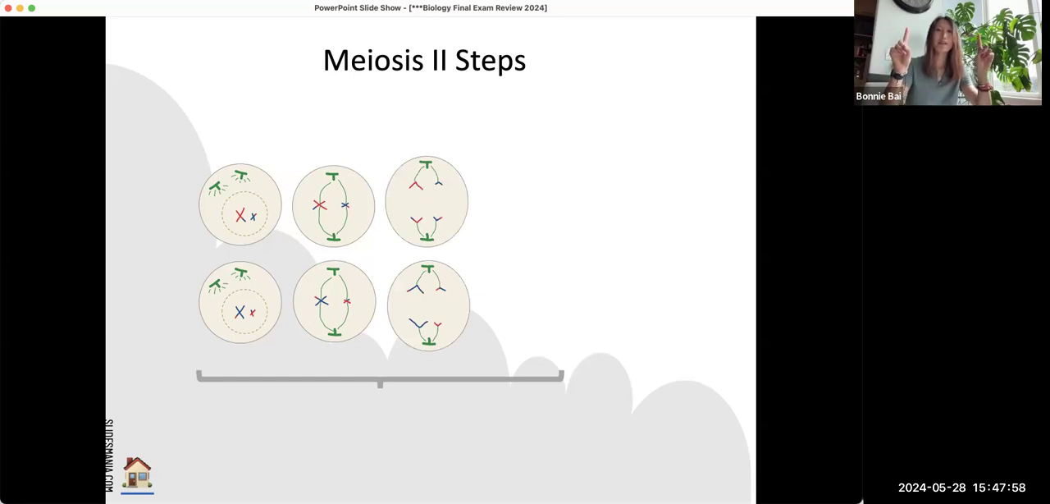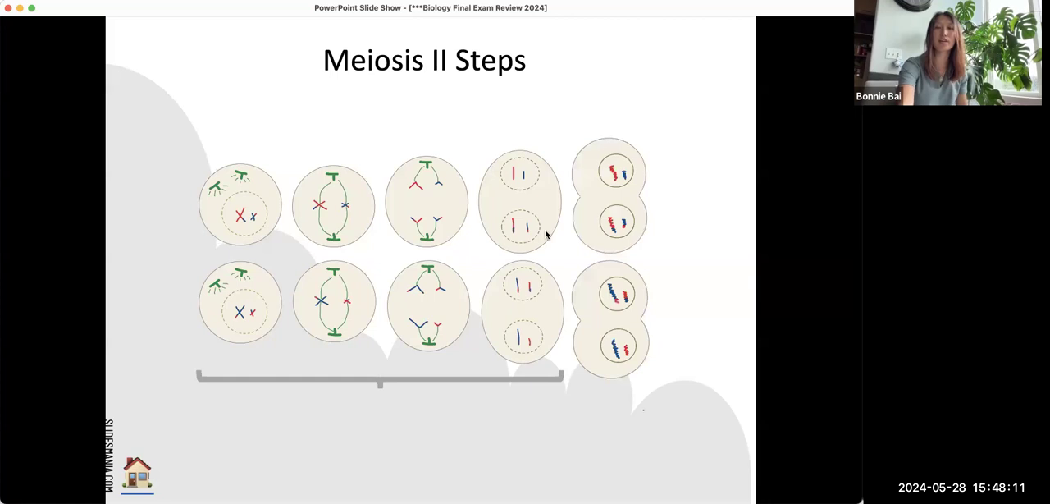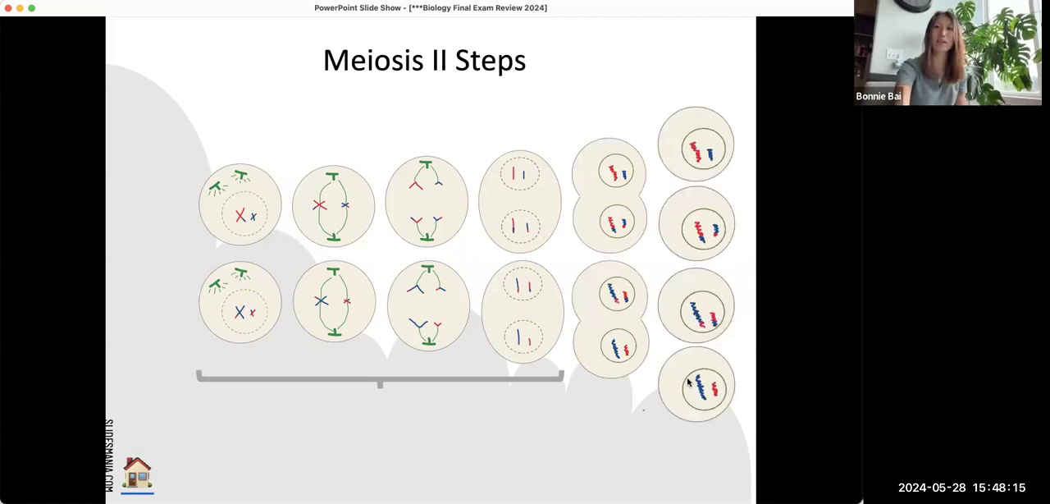Sister chromatids separate, right? A for away. Telophase 2, DNA uncondensed, nuclear envelope reform. That's why we have the dotted circle. So you're looking for one dotted circle over here versus two dotted circles over here. And then cytokinesis again. So you end up with 4 cells and they're all different from each other.